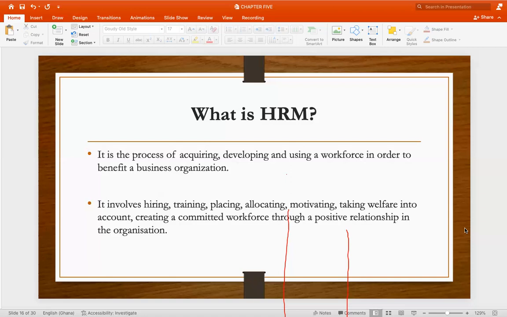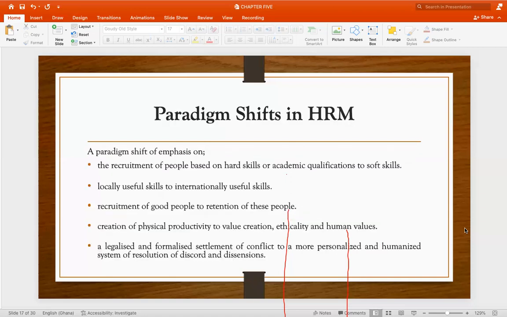But in recent times, there is a paradigm shift in human resource management. And the shift emphasizes what? The recruitment of people based on hard skills or academic qualification to soft skills. And this is because people now have acquired certain new ways of doing things by virtue of technology and other things. So no one would want to spend too much time on you bringing books and other things saying I am this, I am that, when the job itself cannot be done.